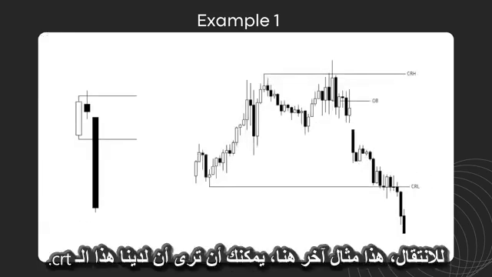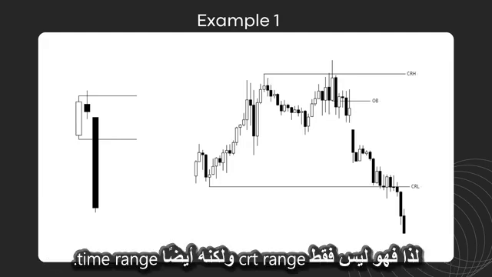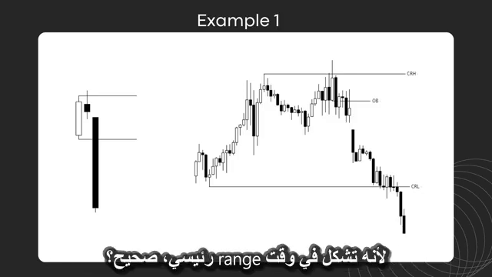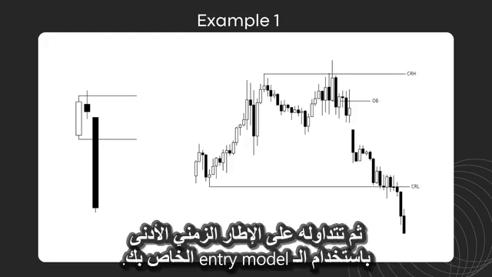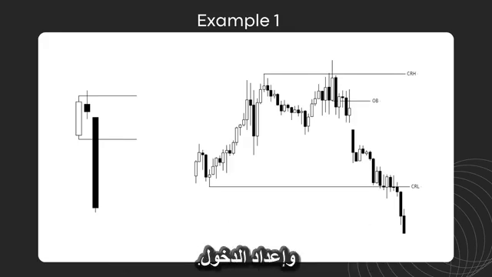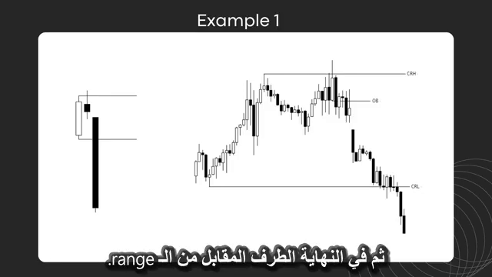Moving on, this is another example right here. You can see that we've got this CRT. This is the Monday candle CRT. So not only is it a CRT range, but it's also a time range because it's formed at a key time. So you're going to wait for the high to be purged and then trade it on the lower time frame with your entry model and entry setup. Your target would initially be the 50% and then eventually the opposing end of the range.